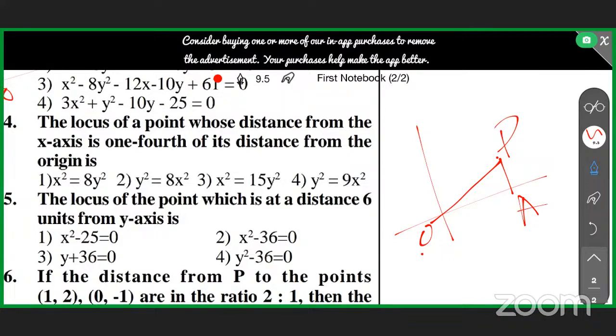Or else you can take it as OP is equal to 4PA. The distance from the origin to the point is 4 times the distance from the point to the x-axis. That can be given that way. You can take it this way also. So given this condition, you have to find the locus of point P.